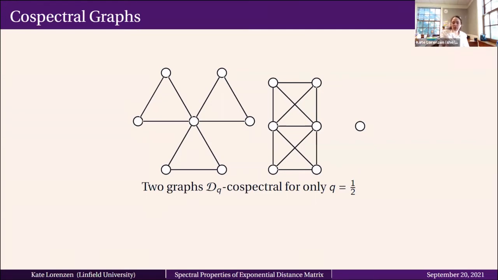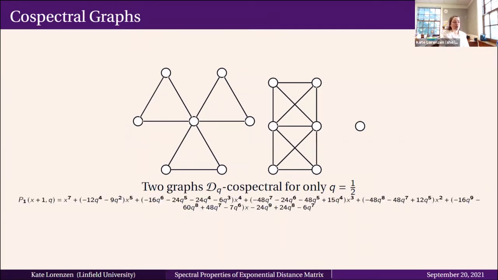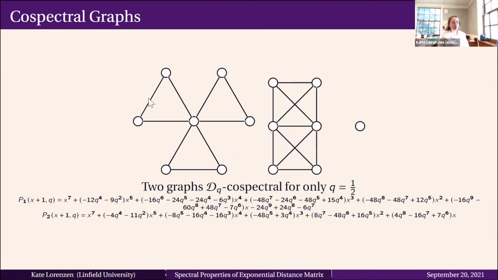Again, how do we know they're only cospectral for Q equals 1/2? Well, we computed the characteristic polynomial in terms of Q of our first graph, and then we compared it to the characteristic polynomial of our second graph. And if we subtracted the two polynomials, that polynomial only had a root of Q equals 1/2. So the coefficients are going to equal 0 when Q equals 1/2.